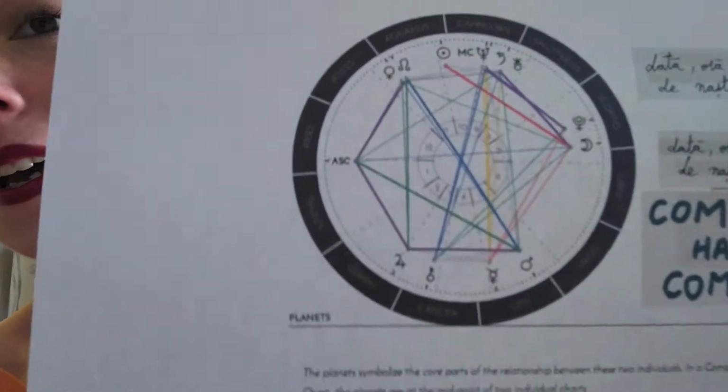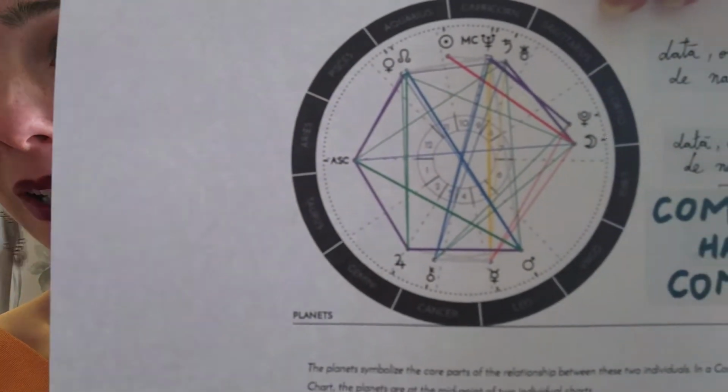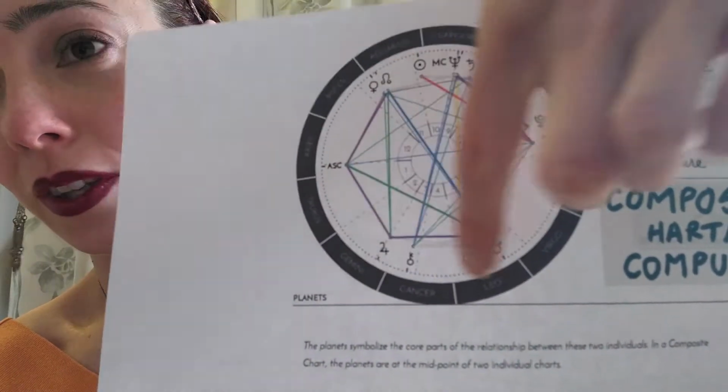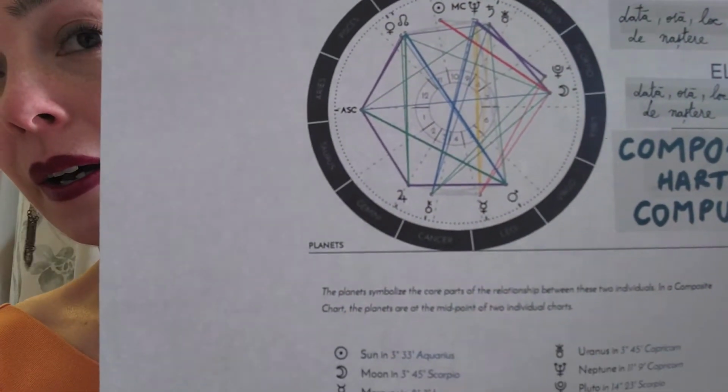The second type of chart that is usually calculated is called a composite chart, and this is a very interesting one. And the composite chart looks like this. It's similar to the one before, but as you can see, you have only one circle with only one set of planets. And this is the chart that shows, like you can imagine, the third person.